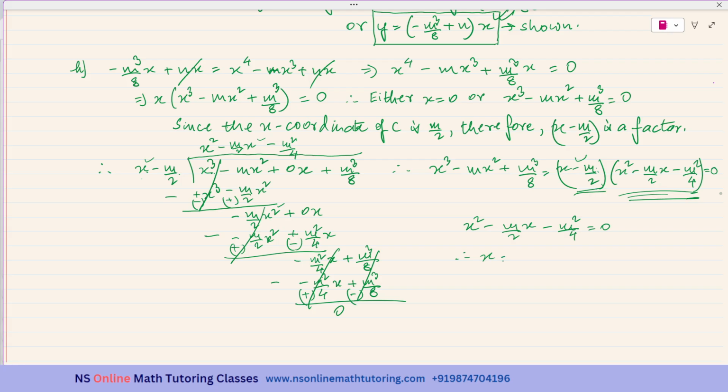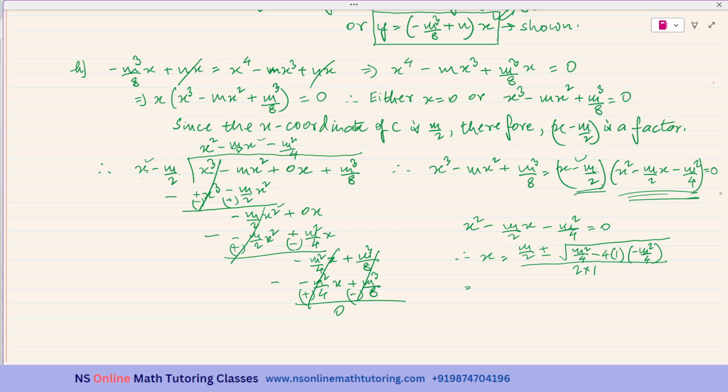Therefore, x equals minus b. So, it is m over 2. Minus of minus m over 2 is m over 2. Plus minus the square root of b square. So, minus m over 2 whole square is m square over 4. And minus 4 times 1 times minus m square over 4. Okay. Over 2 times 1, 2a.